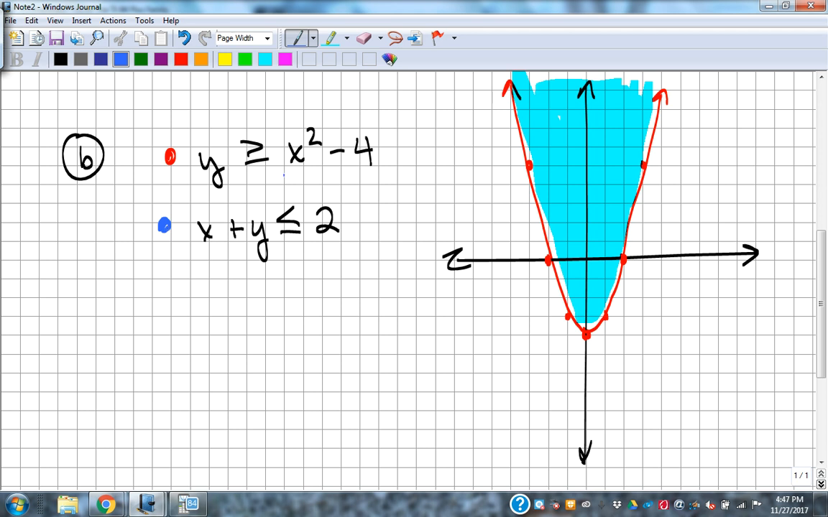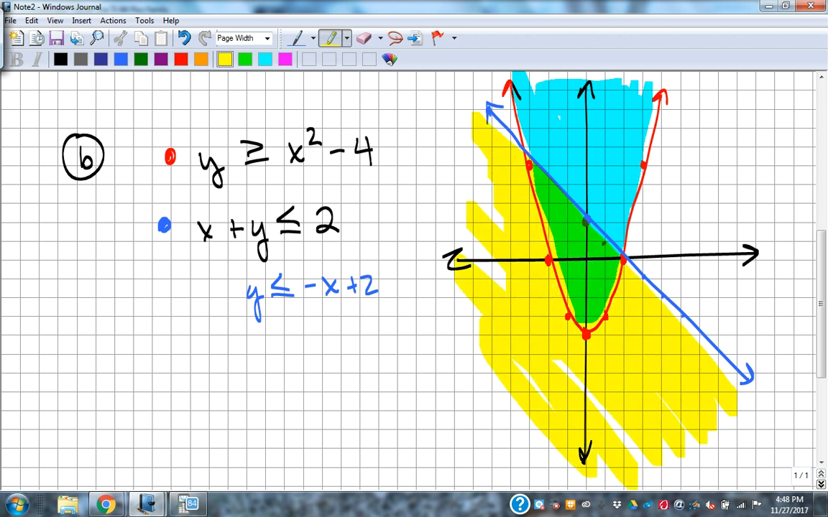You could get it in slope-intercept form if you wanted to, just by moving the x. 2 down 1 over 1 indefinitely. And it's a solid line as well. And less than, so it should be below that. Solutions, and then that overlap area in the middle there.